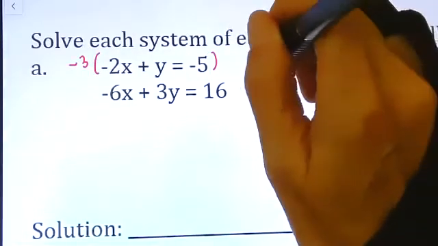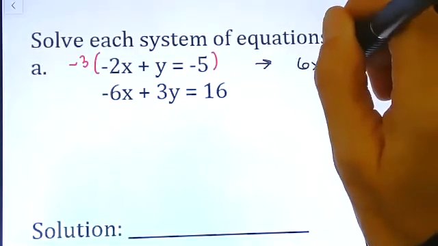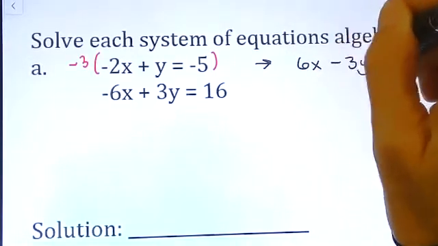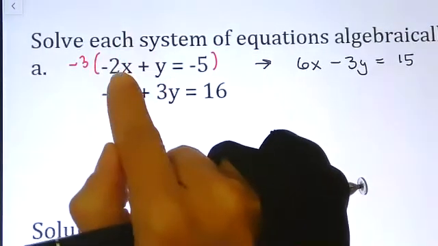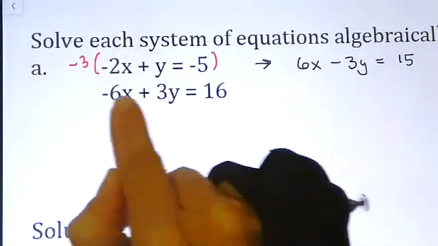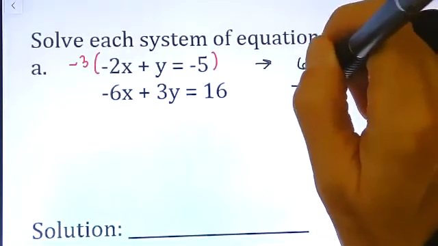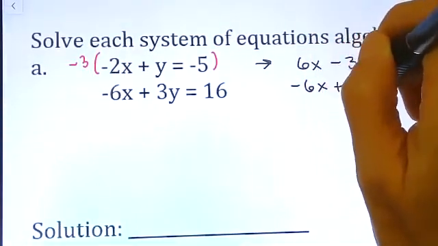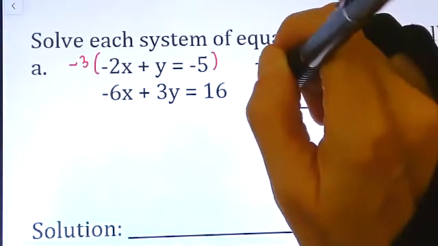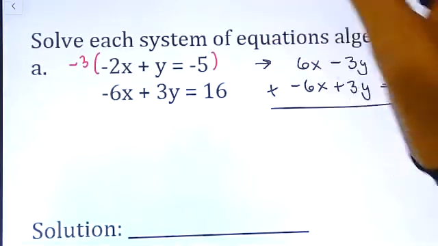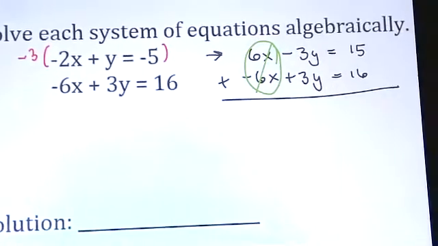Okay, so let's do it. Equation number 1 is going to turn into +6x minus 3y equals +15. So multiply by -3, -3, -3. This one we're just going to leave alone. You could say you're multiplying it by 1, but basically we're not doing anything to it. Okay, eliminate the x's. Just like we planned, they eliminate.